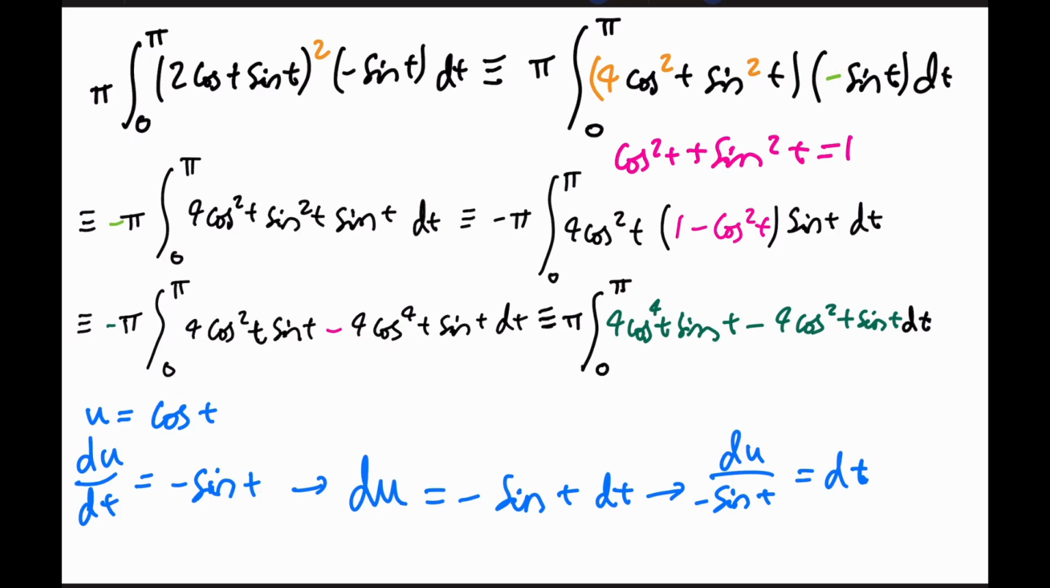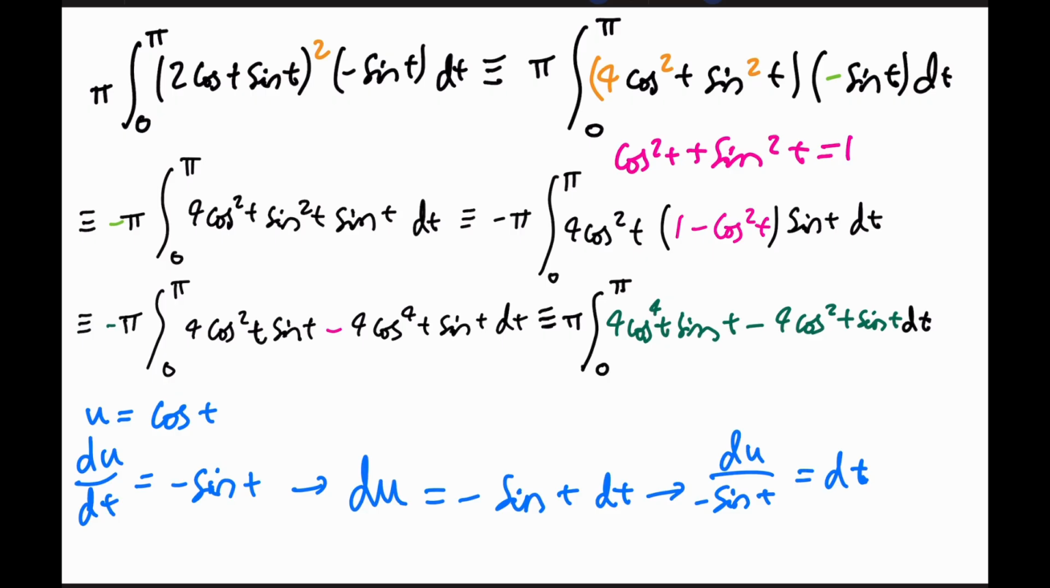And on the inside, if you expand this out, you do the 4 cos squared t times 1. So you have that, and times sine t. So you have this times 1. So you have this part here, 4 cos squared t times sine t. And then take away 4 cos squared t times cos squared t. So 4 cos to the power of 4 t times the sine t as well. And then because there's a minus in between, you have a minus there.